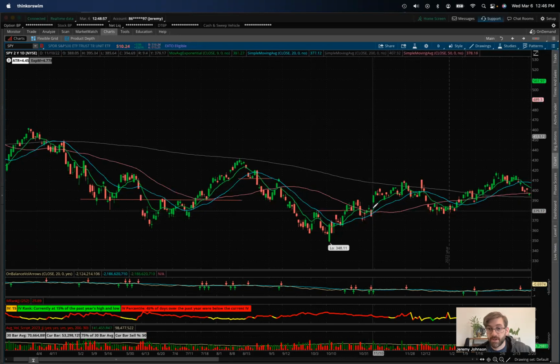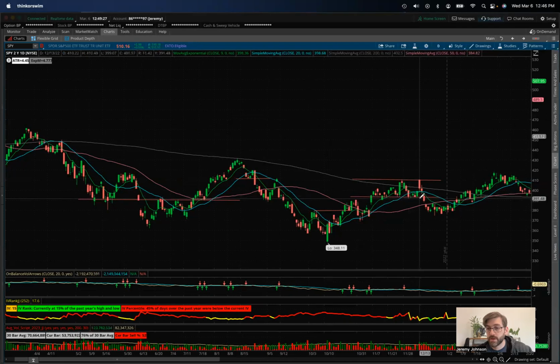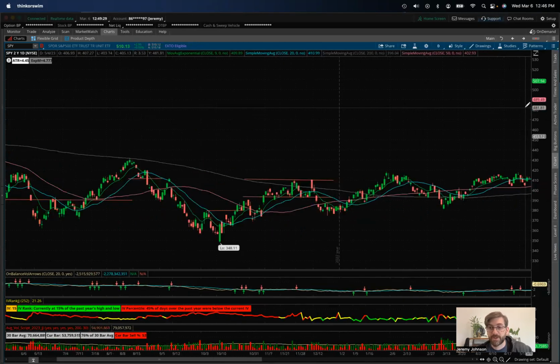Higher pivot high, higher pivot low, higher pivot high, higher pivot low, barely higher pivot high, higher pivot low, higher pivot high, and then equal pivot low. So right now that we are setting equal pivots, we are in a neutral range. So we have bearish range, bullish range, bearish range, bullish range, and now we're neutral until we break to one side or the other of these equal pivot highs and equal pivot lows, right? So then that trend keeps going.